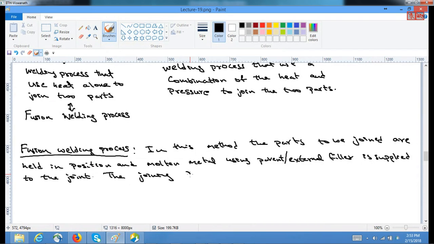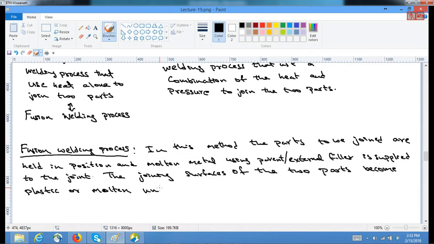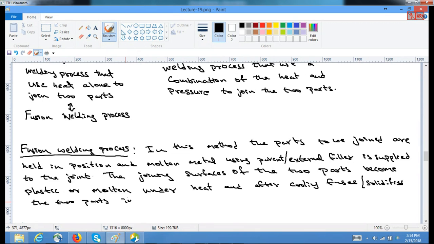The joining surfaces of the two parts become either plastic or molten under heat, and after cooling, fuses or solidifies the two parts into a single unit. So this is what is called the fusion welding process.